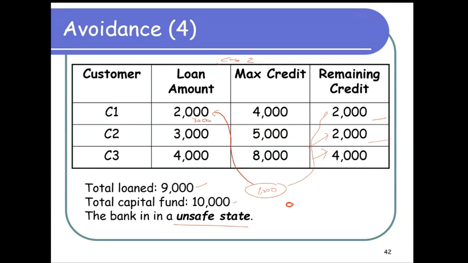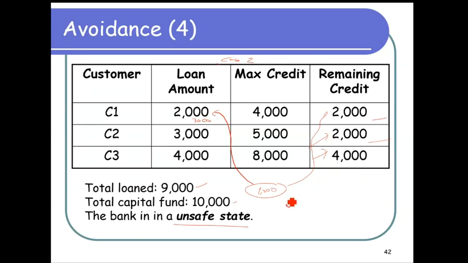An unsafe state does not necessarily lead to deadlock. So this 1,000 is not a deadlock yet. The bank has 0 funds now in its current account, but this is not a deadlock yet. But it is a potential, sure to be a deadlock in the future or in the next few days.